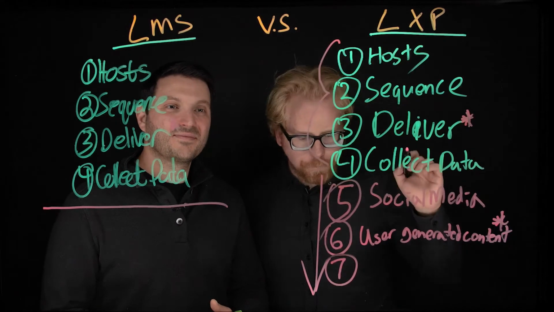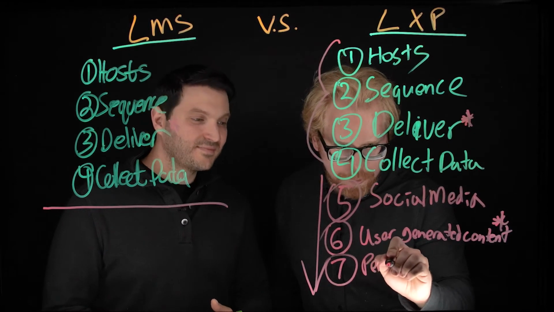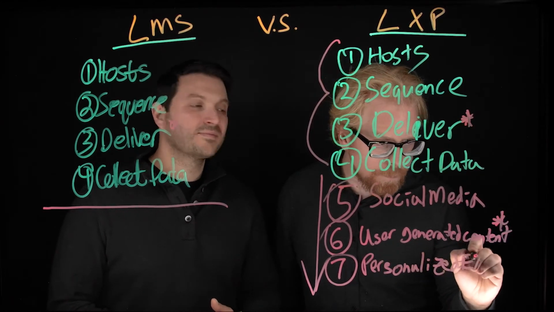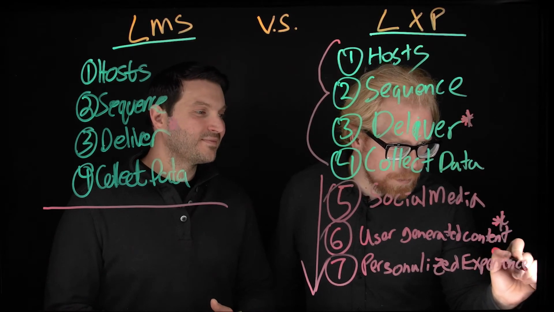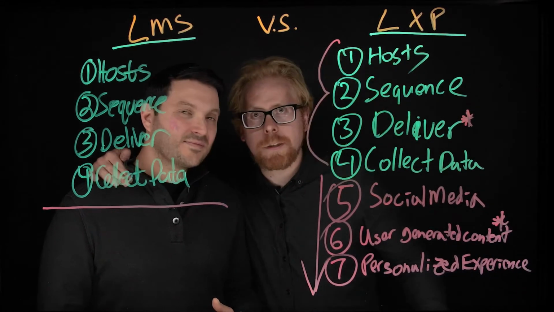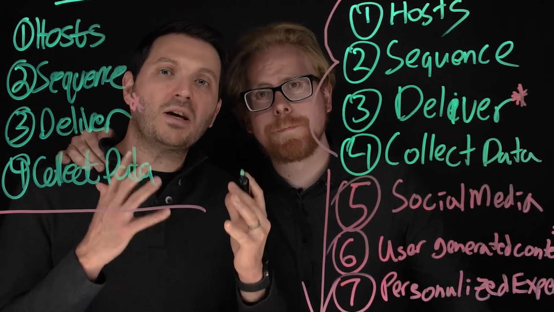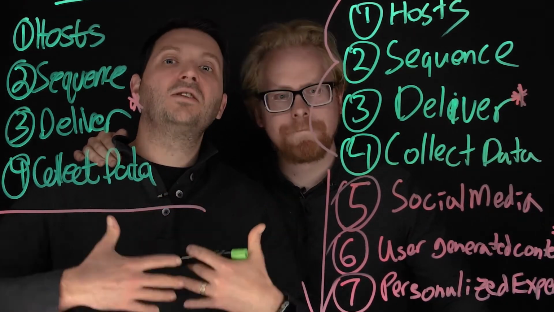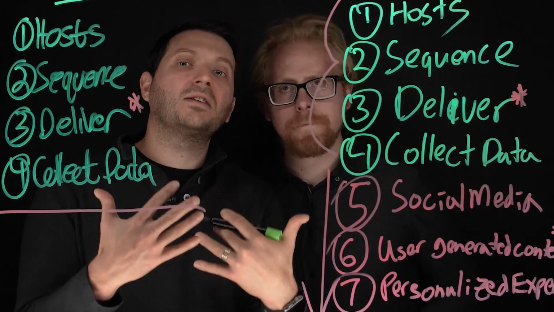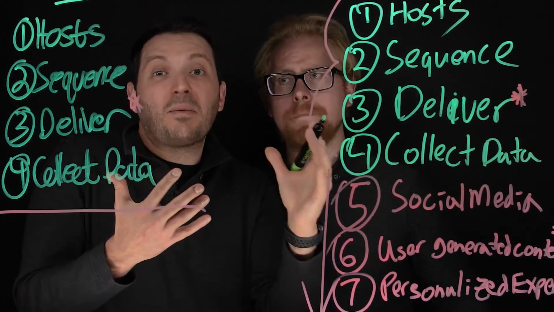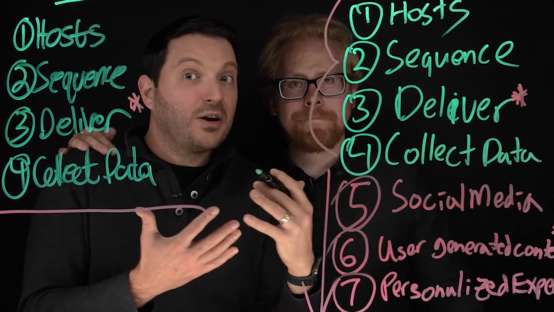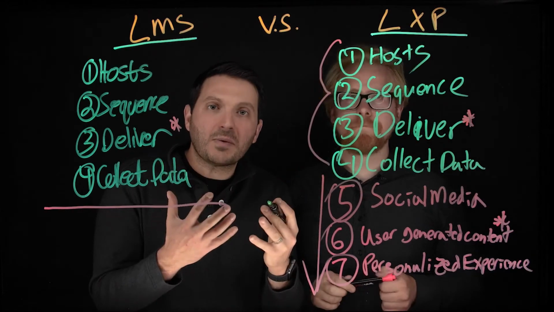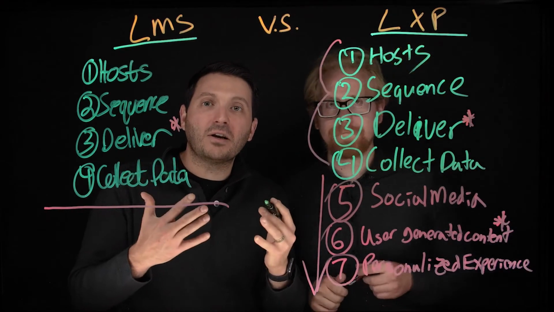And number 7 is a personalized experience. And really, what this means is, what happens when you open up your Netflix account? You see content that Netflix recommends for you. Because they get to know you as a user, they start pushing content towards you that they believe you will like. It says recommended for you. Where do they get that? The personalized experience. It allows you to create an even more personal experience for the most important part of your e-learning, which is your learners.